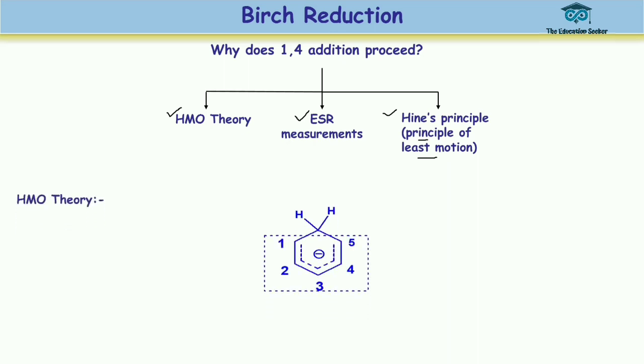So if you look at the cyclohexadienyl anion, there are 3 carbons, carbon 1, carbon 3 and carbon 5. So basically they are available for protonation. Now my prime motive to include HMO theory is to calculate pi electron density on carbon 1, carbon 3 and carbon 5. So then the carbon bearing the maximum pi electron density will be protonated preferentially, right?